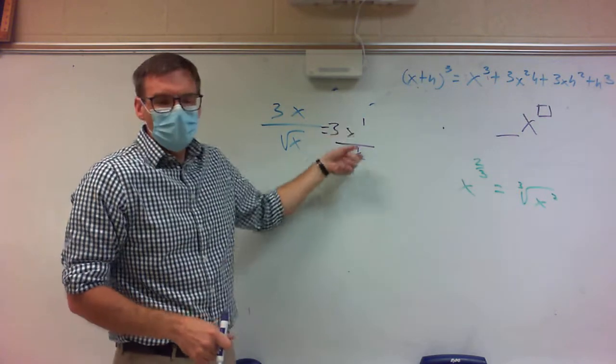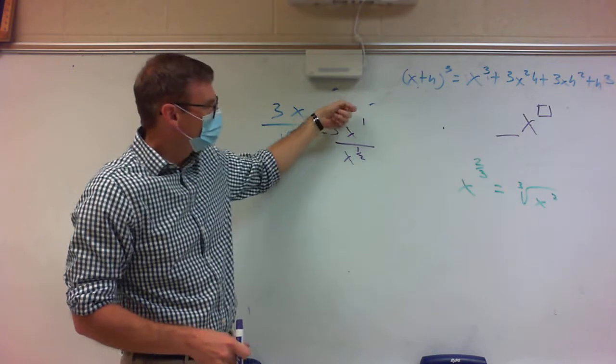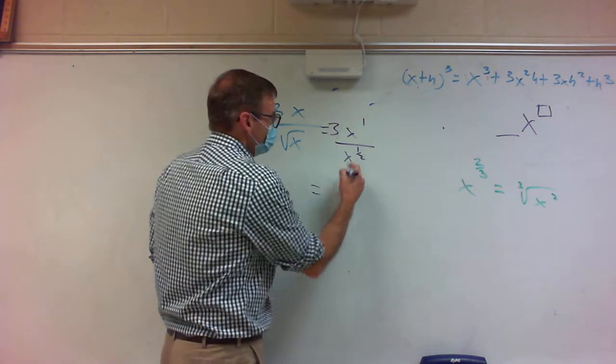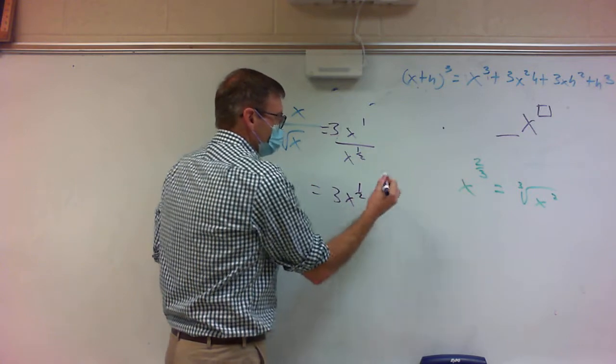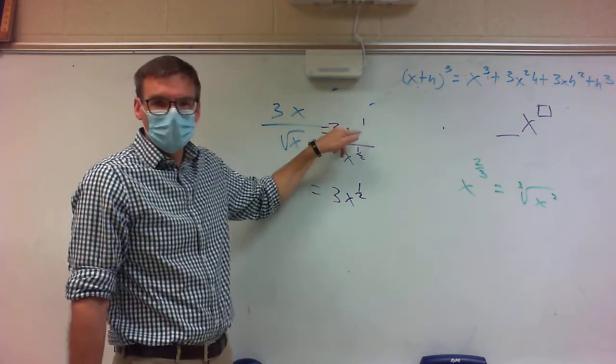And anytime you have x's on top of each other, you can make it a single x, because you subtract exponents. This is going to equal, well, 1 minus 1/2 is going to give me 3x to the 1/2. Right? Because you subtract.